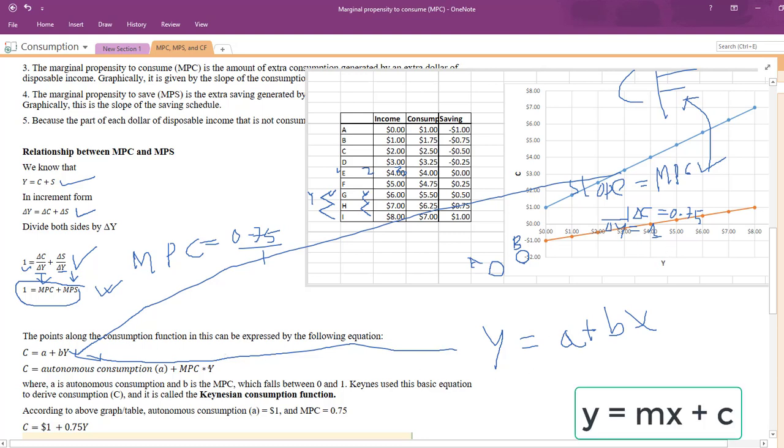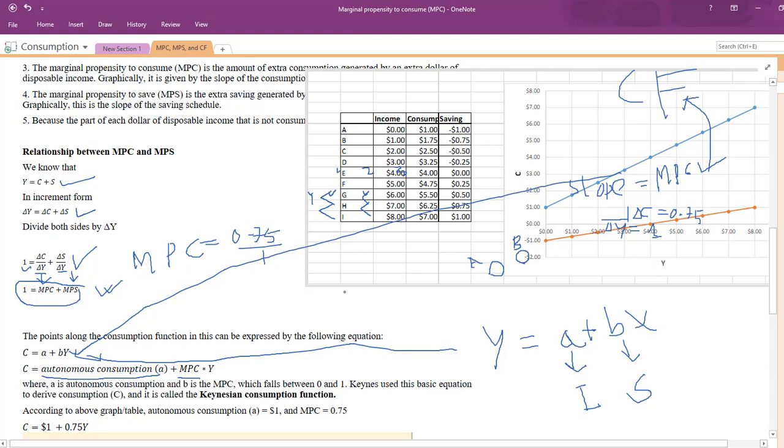Similarly, we define the consumption function as C is equal to a plus bY, where a is the intercept and b is the slope. But in economics and in the consumption function, we call a the autonomous consumption, and b, that is the slope, the MPC.